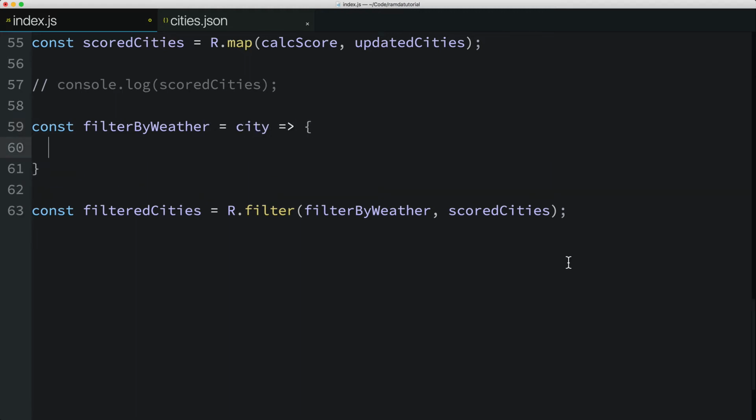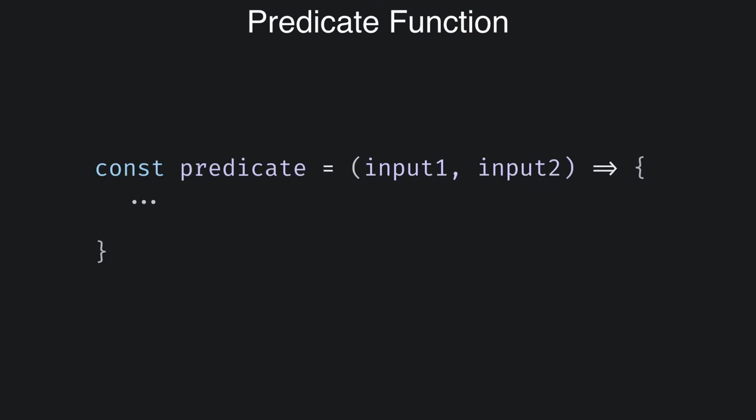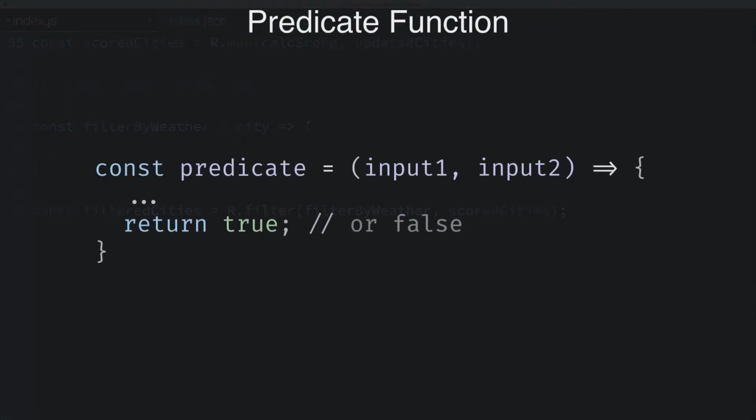The filter by weather function will take a single parameter for the city. As I mentioned a moment ago, this function is called a predicate function, which basically means it's a function that takes some input parameter and returns a Boolean type value. If the return value is true, the city being evaluated is included in the newly created array that's returned by the filter function. If the return value is false, the city is removed. The way I remember how the predicate function works is if it returns false, it's filtered.